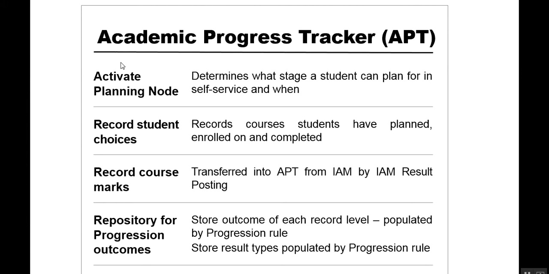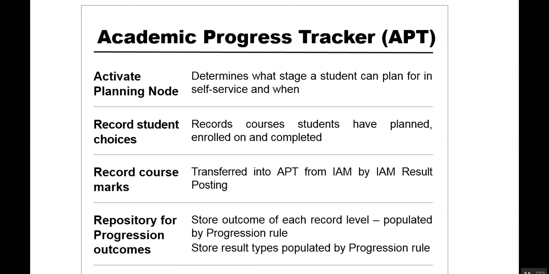So in the academic progress tracker, this is used to determine what stage a student can plan for in self-service and when. So it's got its timeline added, and it will say, right, well, you can plan for this stage and you'll be doing that in 2016. It records student choices. So when students plan their choices in self-service, or they enroll on courses, or they drop courses, and when they complete a course, all that information will be held in the academic progress tracker.